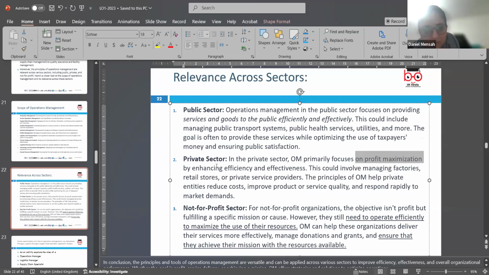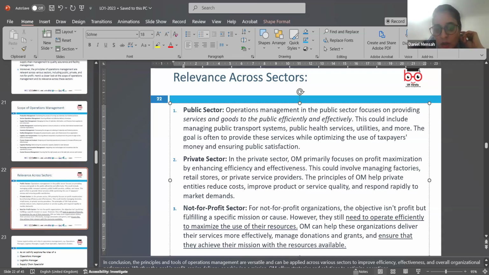So in this case, they want to reduce the cost, improve the product and service quality, and respond rapidly to market demands. Again, the service quality will be improved when you are integrating quality assurance and applying total quality management concepts there. As I said, in operation management, loads of parts are integrated.